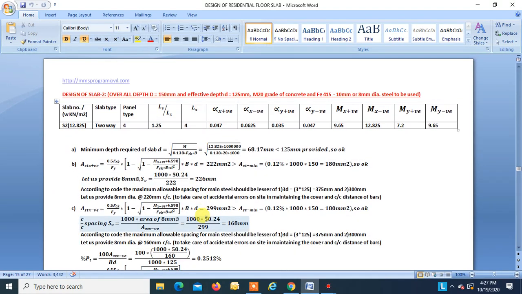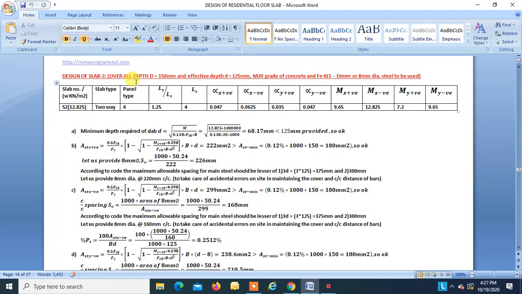Now taking similarly slab 2. Overall depth is 150, effective depth is 125, M20 grade, Fe415. We will be using 8 mm dia bar. So this is the data: Mx positive, negative, My positive, negative. First find the minimum depth required for the maximum moment, that is 68.17 mm. Provided is 125, so required is less than provided, so the section is singly under reinforced section.